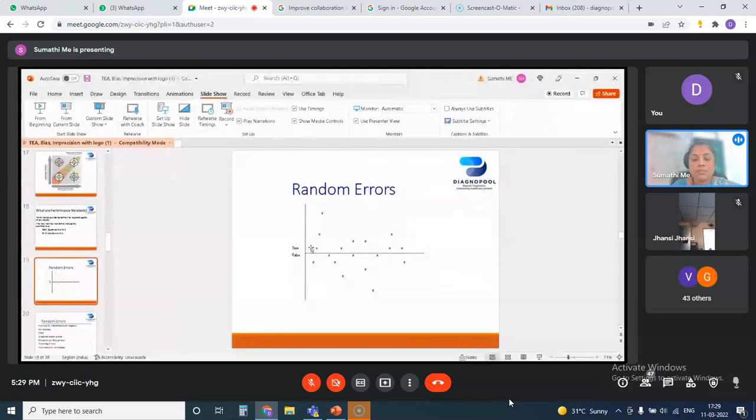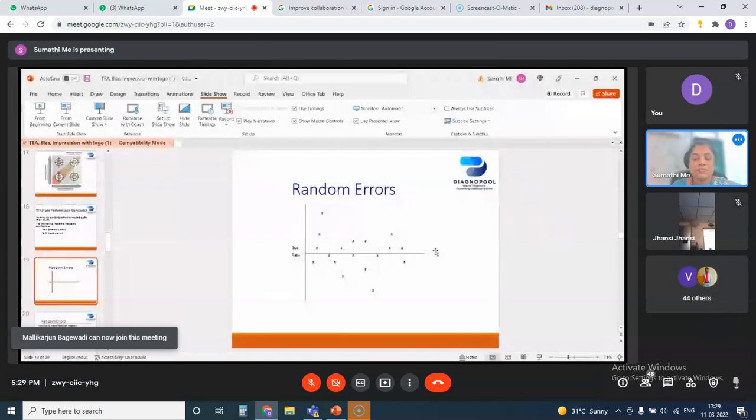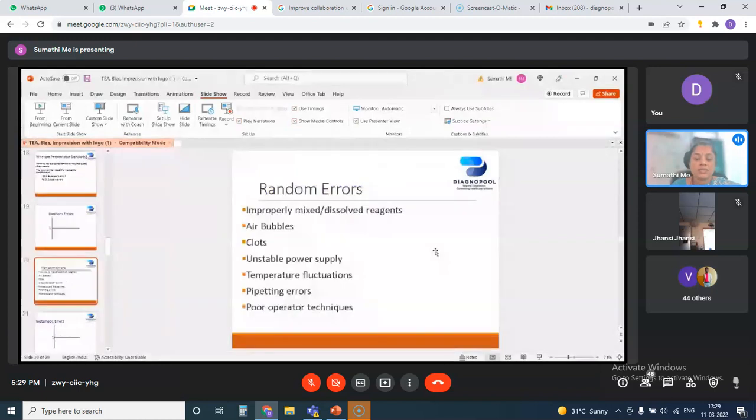You will have to pick it up, and it is more difficult to find the root cause for random errors than for systematic errors. But you will still have to do the root cause analysis and see what is wrong with the system. These are the most common causes for random errors: improperly mixed or dissolved reagents, air bubbles in the system, clots, microclots, unstable power supply, frequent temperature fluctuations, pipetting errors, and poor operator techniques.